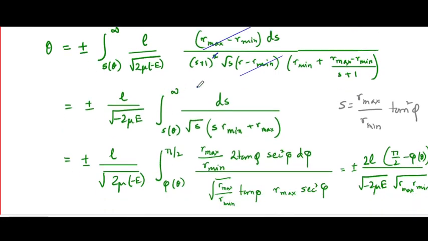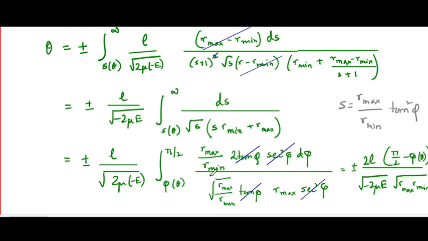Once you do that, for s equals infinity, tan square phi is infinite, so phi is actually pi by 2. That goes for the upper limit. The lower limit, whatever phi of theta you get from s of theta, goes in the lower limit. In ds, you have r max by r min into twice tan phi into sec square phi d phi. The root s is simply this here. And s times r min plus r max simply becomes r max into sec square phi. And the great thing about that is every phi dependence cancels away.